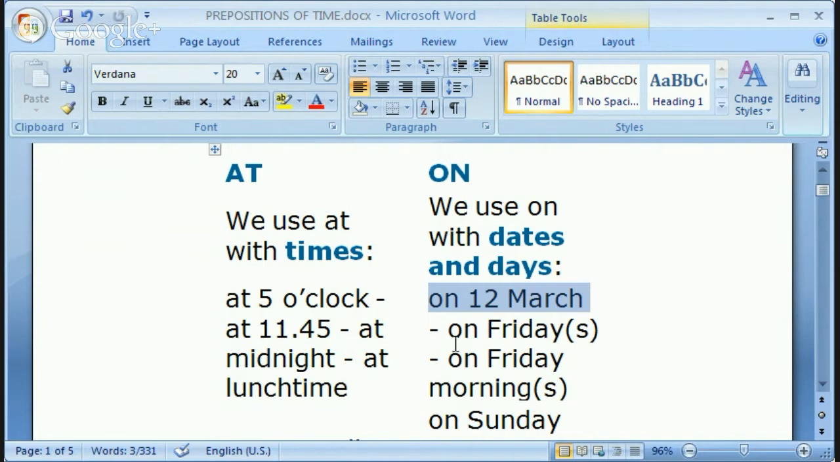On Fridays, I go to the gym, okay, to show a regular behavior. On Friday, I'm going to the gym. It doesn't matter if it's repeated every Friday or if it's one specific Friday, or, for that matter, if you're talking about a part of the day: on Friday morning, or I work out on Friday mornings, for example. So, dates and days.